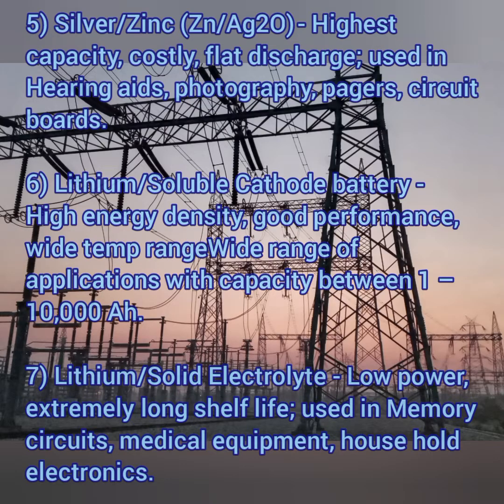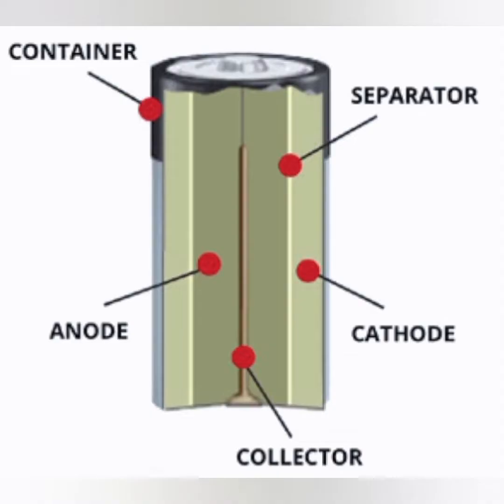These are the common types of primary batteries, and these primary batteries are mostly used in household equipment such as toys, remote cars, TV remotes, then for small sensors and for electronic boards.